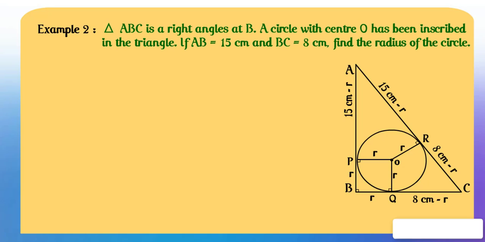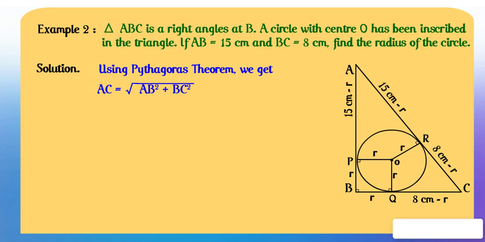Let's take the next example. Triangle ABC is right angled at B. A circle with center O has been inscribed in the triangle. If AB is equal to 15 cm and BC is equal to 8 cm, find the radius of the circle. Let's solve this. Using Pythagoras theorem, we get AC is equal to under root of AB square plus BC square is equal to under root of 225 plus 64 cm is equal to under root of 289 cm is equal to 17 cm.